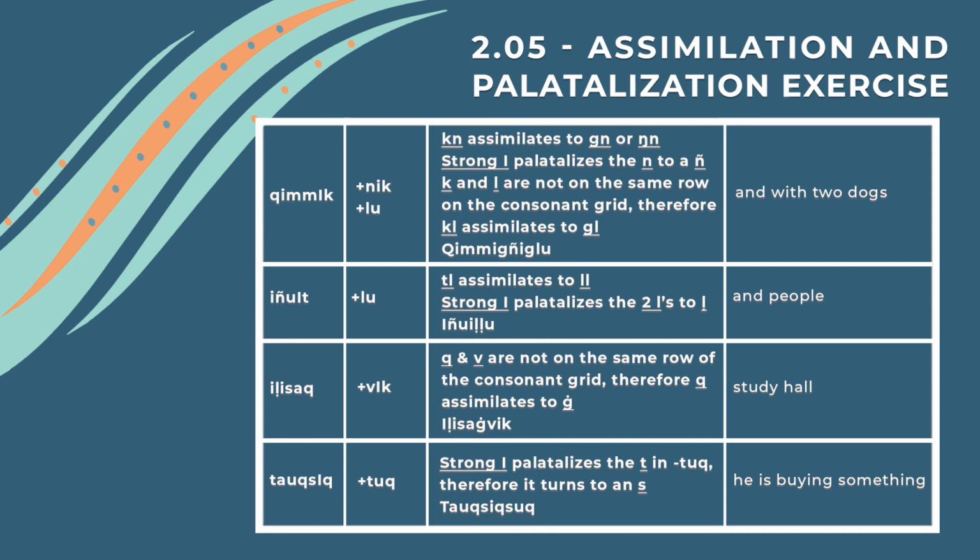Inuit plus lu. TL assimilates to LL, plus strong I palatalizes the two L's to become 2L with dots. Inuillu. Ilisak plus vik. Q and V are not on the same row of the consonant grid, so Q assimilates to G with a dot. Ilisagavik, a place to study, study hall. Tauksik plus tuk. The strong I palatalizes the T in tuk, and it turns to an S. Tauksiksuk. He is buying something.